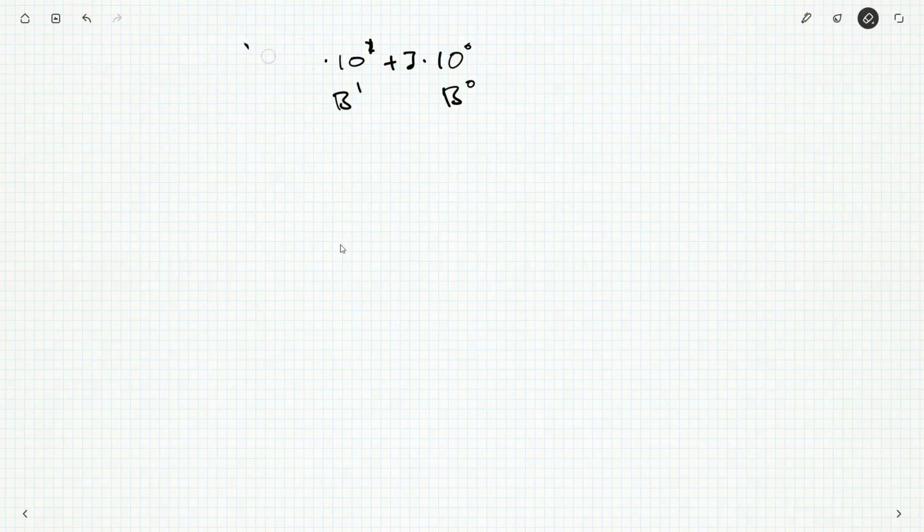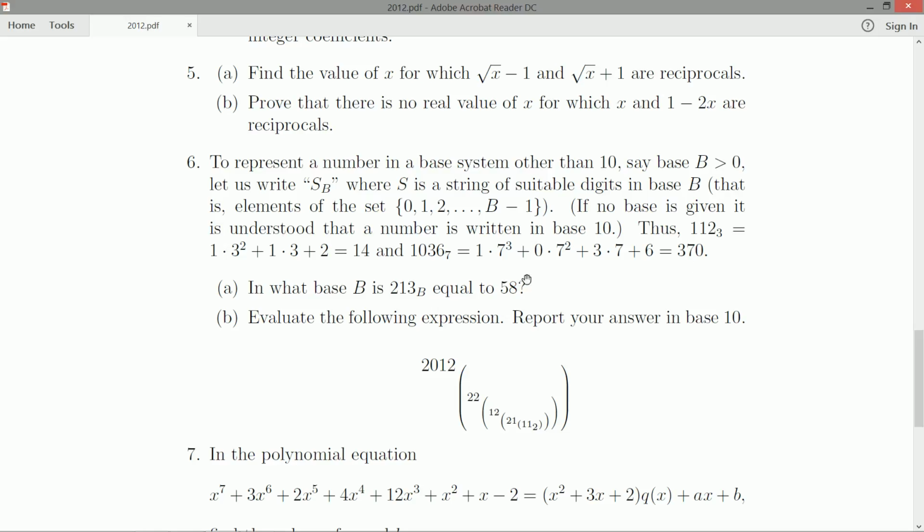So I would say you probably had to be kind of familiar with base or be very good at picking this stuff up. But 112, the first one goes here with the 3 squared, and then the next one, and then the 2. You sort of work from the units digit to the left. So when we see 1036 with a little base 7, we start with the 6. It's 6 times 7 to the 0, plus 3 times 7 to the 1, plus 0 times 7 to the 2, plus 1 times 7 to the 3. So that's the idea, and you get 370 there.